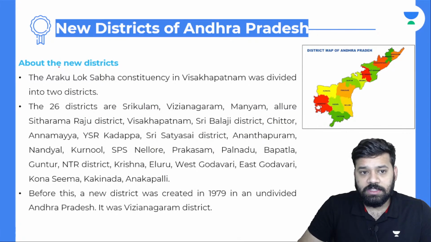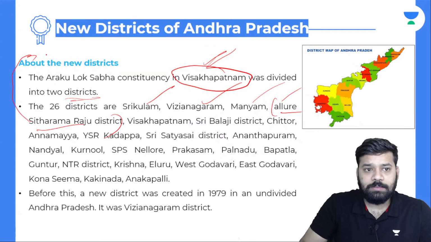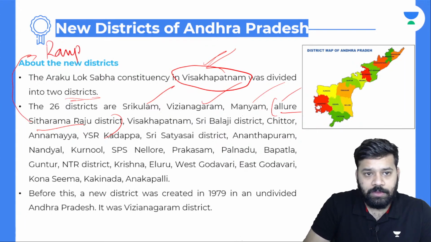More on the new districts: the Araku Lok Sabha constituency in Visakhapatnam was divided into 2 districts. Also, when it comes to Visakhapatnam, the Eastern Naval Command is in Visakhapatnam. Do remember that. And let me tell you the 26 districts. It is Srikakulam, Vizianagaram, Manyam, Alluri Sitarama Raju district. So who is Alluri Sitarama Raju? He is the one who led the Rampa Rebellion.